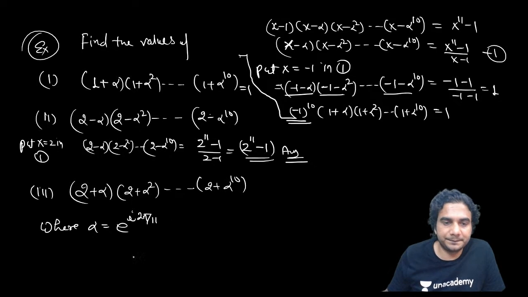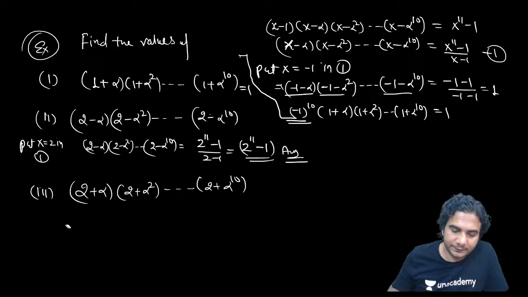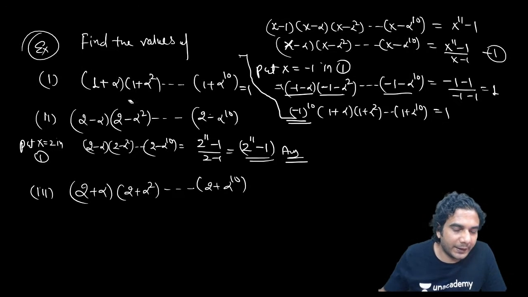Now the last one. See how to do it. Try this. What to put in this? Tell me, Vamsi. What are we supposed to put in this to get the result? Yes, of course, x is equal to minus 2. Good.